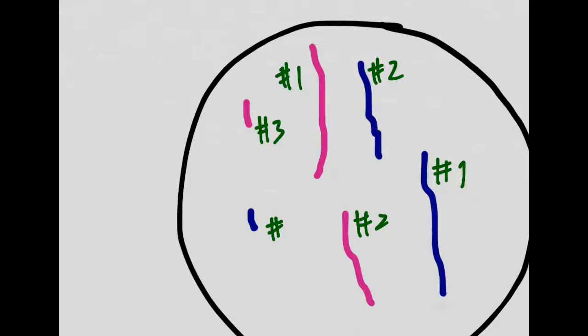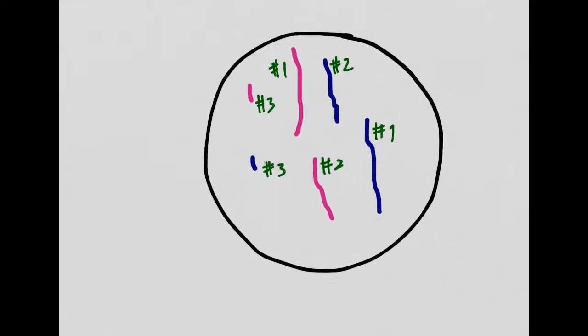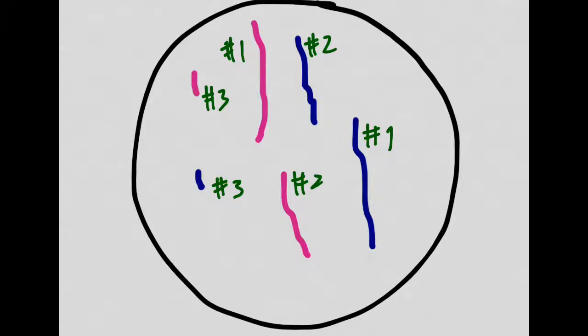Okay, so right here I'd have this as number 1 from mommy, and this would be number 1 from dad. This would be number 2 from dad. This would be number 2 from mom, and this would be number 3 from mom, and number 3 from dad. Okay, so you understand the homologs that exist there.